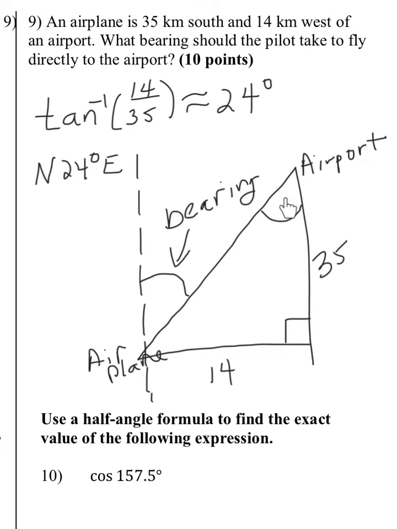All right, so we're going to do tangent again, inverse tangent. So we do tangent inverse of 14 over 35, opposite over adjacent. That ends up being approximately 24 degrees. So the way we write our bearing for the aircraft flying back to the airport would be north, 24 degrees east.